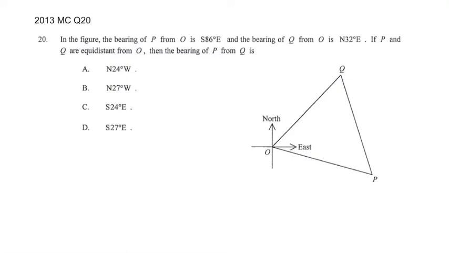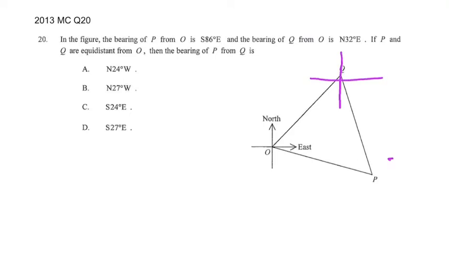This is 2013 paper 2 MC question 20, and here you have a bearing question. So let's get started. First of all, we have 3 points O, P and Q, and when you see it's a bearing question, your first step could be drawing this type of thing for P and Q as well. So let's draw it so that we don't get confused later on.